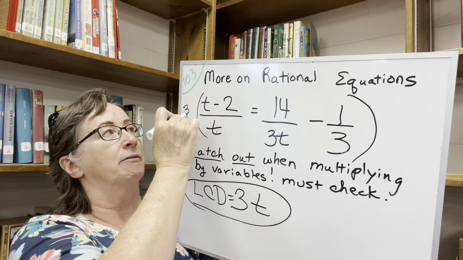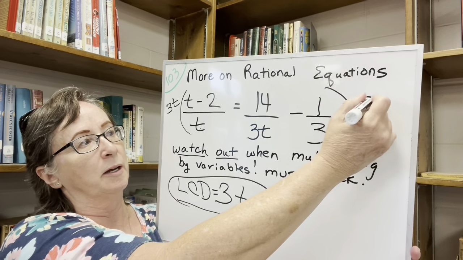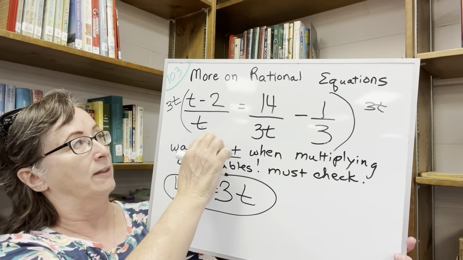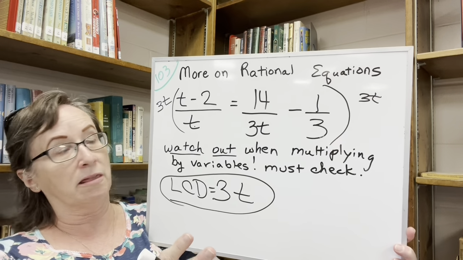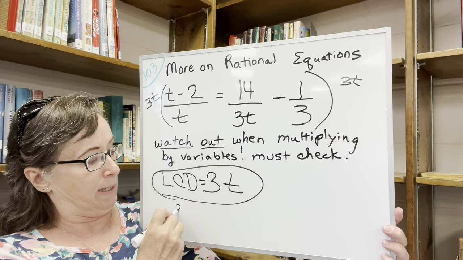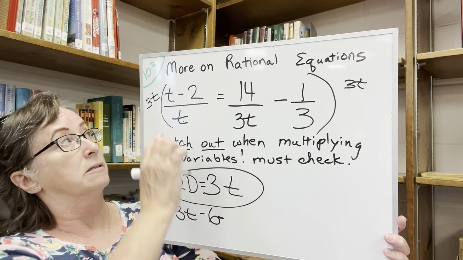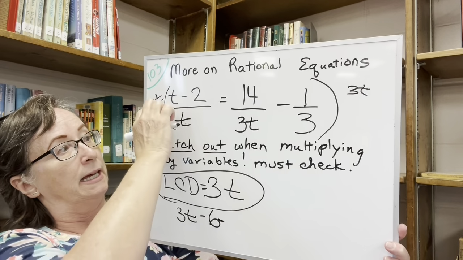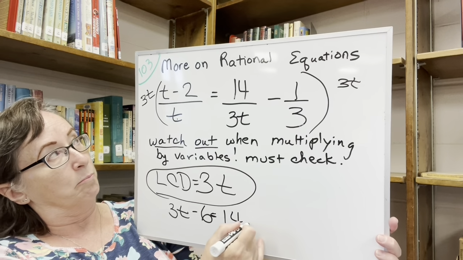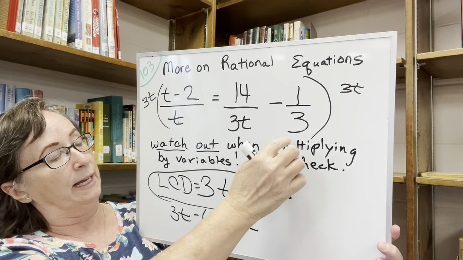So now I'm going to multiply both sides by 3t. I'll multiply this side by 3t and multiply all the way across. I could put a 3t over here, but I'm just showing you I'm multiplying the whole thing across. So the 3t and the t will cancel with just a 3. The 3 will distribute to the t minus 2. So 3 times t is 3t minus 6 equals 3t divided by 3t. It's going to cancel. It's going to equal a 14 minus 3t and then times a negative 1/3. The 3's are going to cancel and we'll get a minus t.